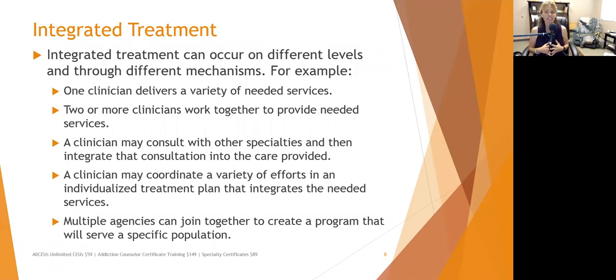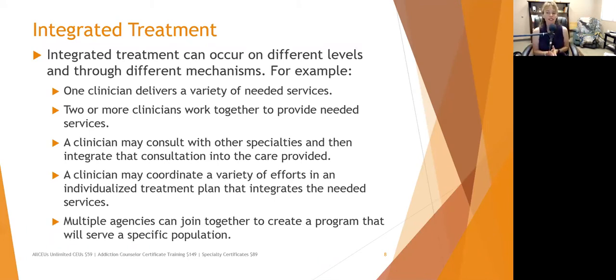A clinician may consult with other specialties and then integrate that consultation into the care provided. I used to do this occasionally when we would have a client come in who had schizophrenia. That is not my strength. So I would consult with our attending physician, who was a psychiatrist, and say, okay, what's the best approach to work with this person and help them achieve treatment goals? And is there anything I'm missing? So we were working together. I was working with an expert on that particular disorder.